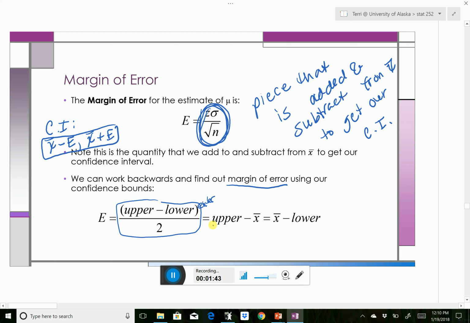Or you can just take the upper limit of your confidence interval and subtract your X bar, or your X bar minus your lower. Of course, all of these are the same thing because when we have our X bar and we have E here, this is my lower, this is my upper. Upper minus lower is going to be 2 margins of error. Upper minus X bar is my margin of error, and X bar minus my lower is margin of error. So there are 3 ways to find out what my margin of error is if I use my calculator to get my confidence interval.